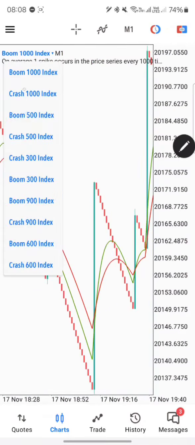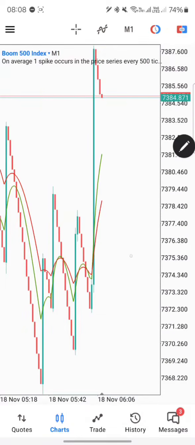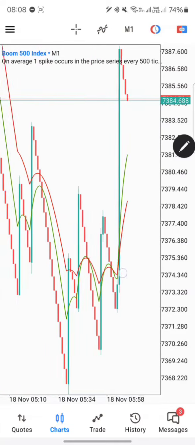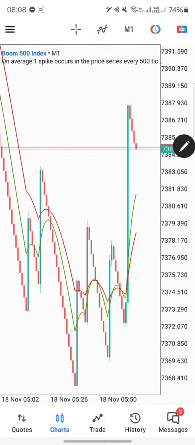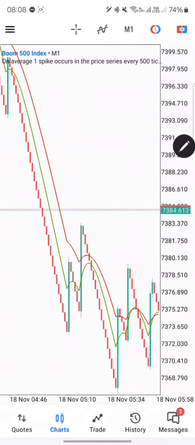If we have a look at boom 500, the same thing. The moving averages both crossed through that candle, we'd have entered over there and we'd have caught that spike. Over here, the same thing, caught that spike. Over here, we'd have caught a loss. Over here, it crosses through this candle, we'd have caught that.